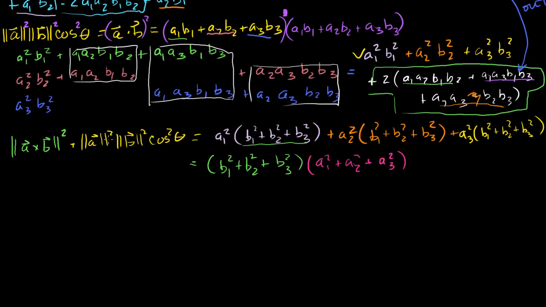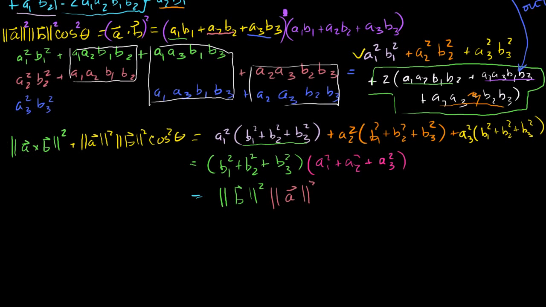So these two things are equal to each other. But what's this thing? What's another way I could write this? This is the same thing as b dot b, or the length of my vector b squared. And what's that? That's the length of my vector a squared. That's just a dot a.